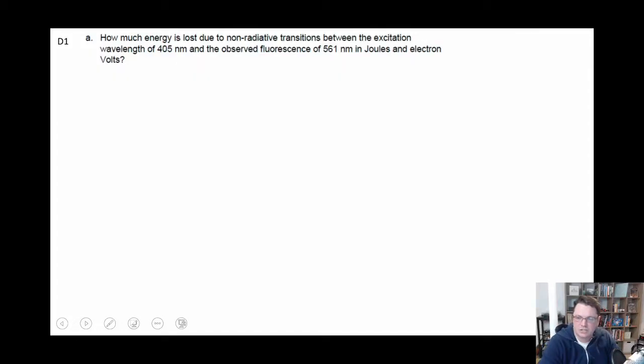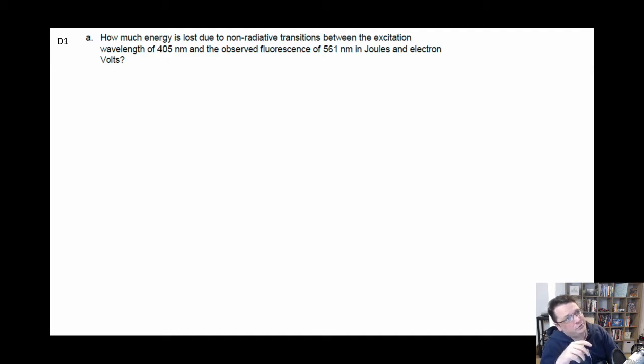D1. So this is one of the highlighting chemist problems. You don't have to know anything about fluorescence in this class, or about Stokes shifts, but it's a neat problem that relates energy and wavelengths together to work on understanding the relationship between them.